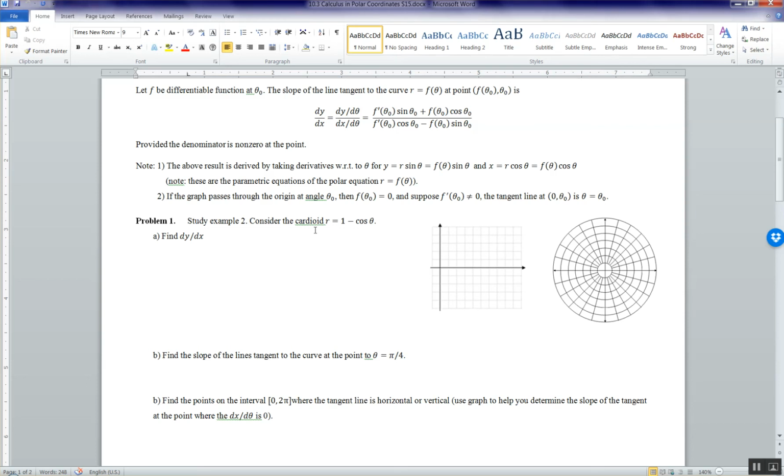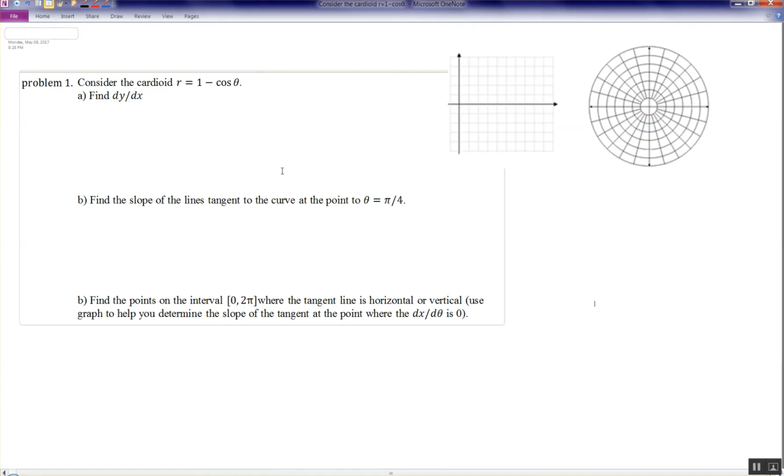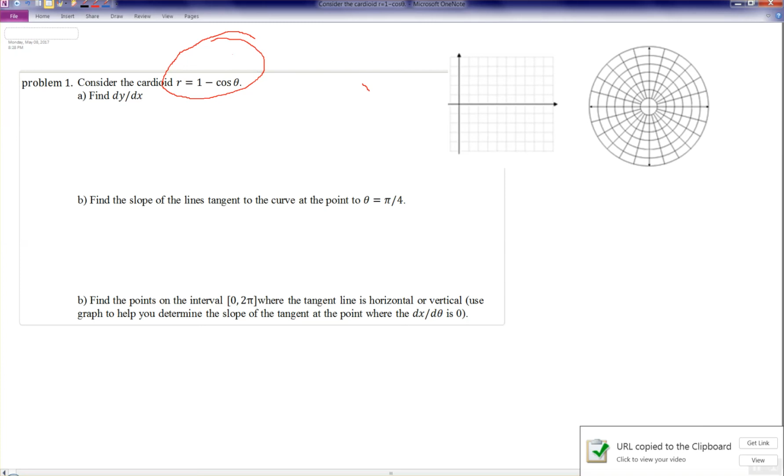Take a look at the first problem. The first problem, I'm going to copy that to here. First thing that I would like you to do is to pause the video for a moment. Try to see if you are able to draw the graph of this in polar coordinates.